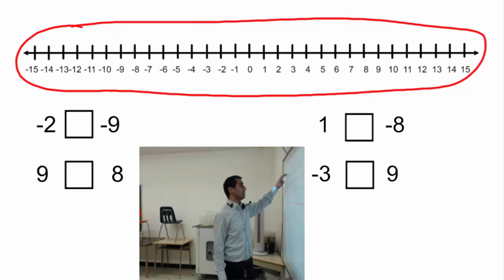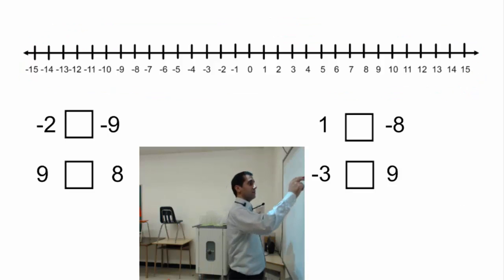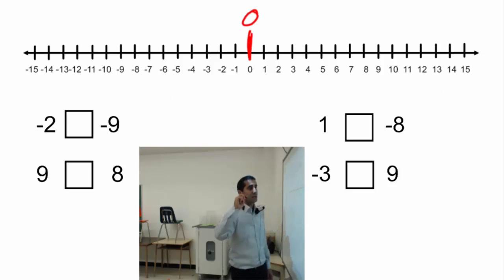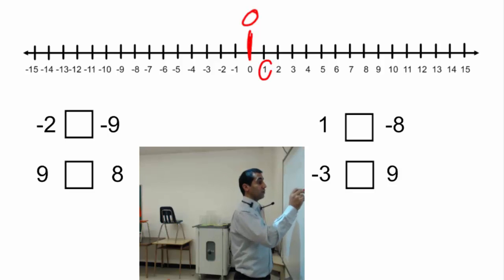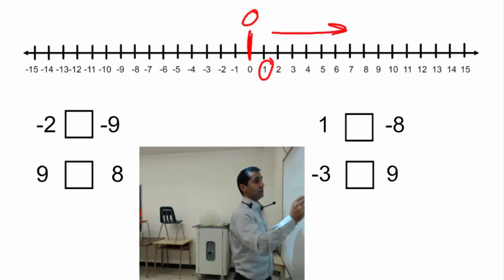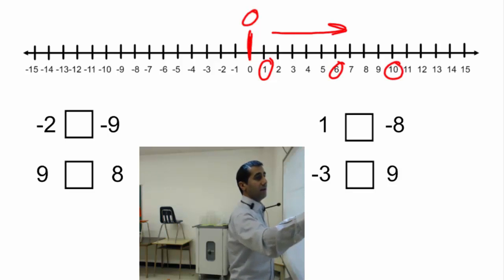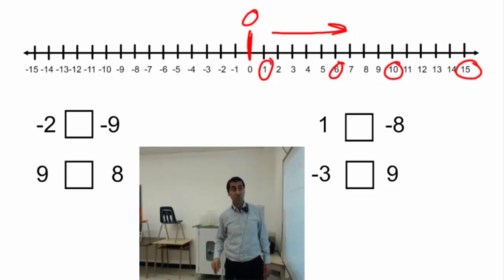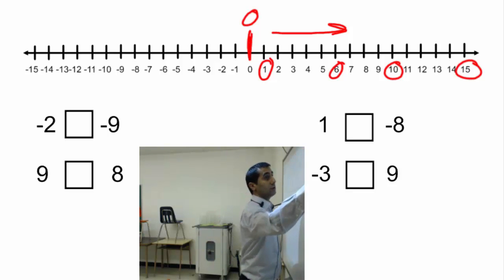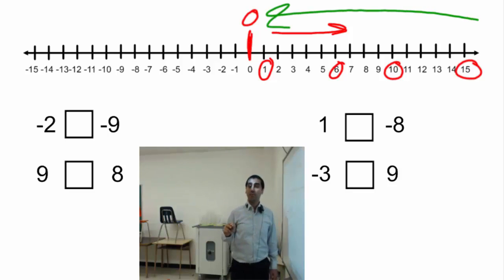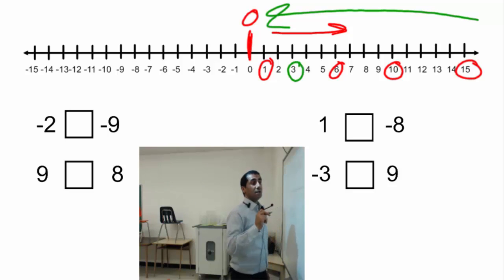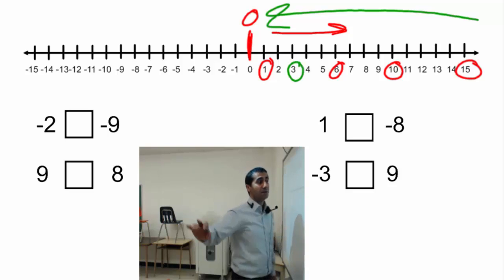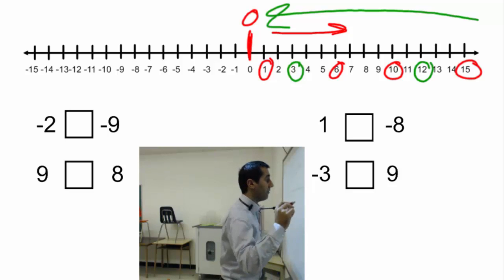So, what is special about the number line? We have the absolute zero right in the middle, and we all know that the more you go to the right, the number goes up. It starts with 1, further you go right, 6, 10, 15, the number goes up, which means when you go the other way around, the number goes down. In this case, 3 is less than any number that comes after, such as 12.